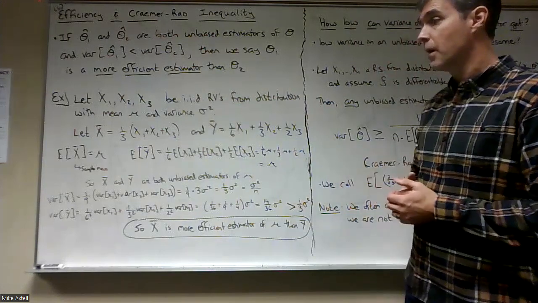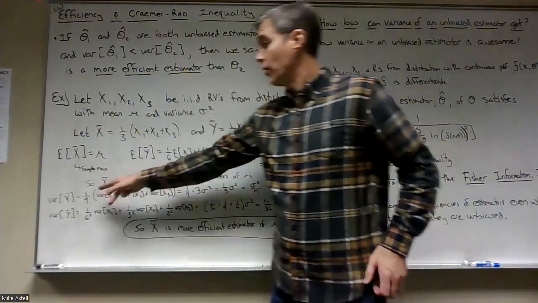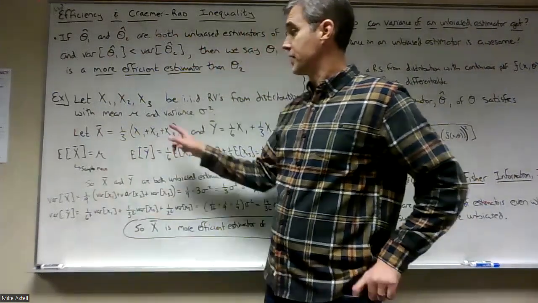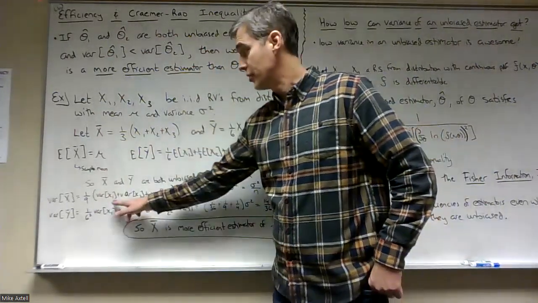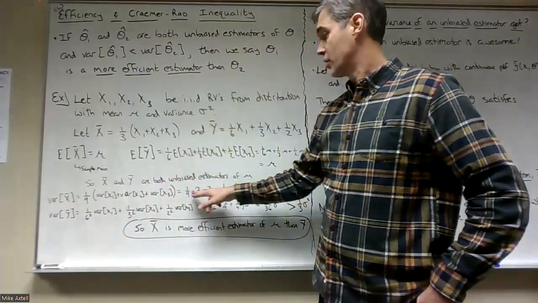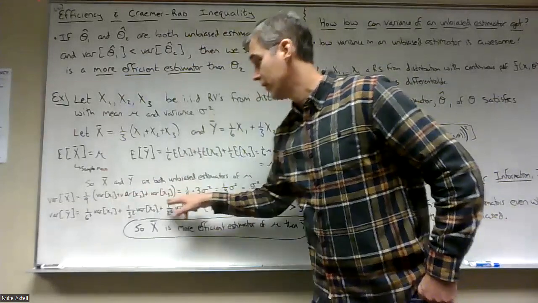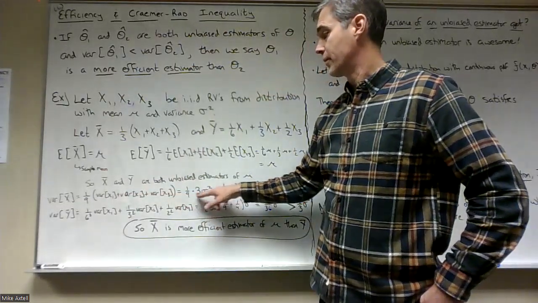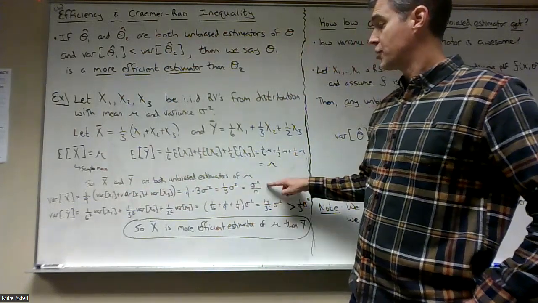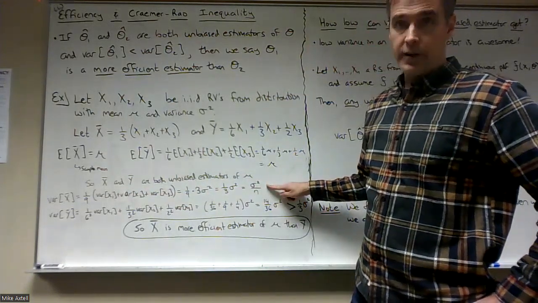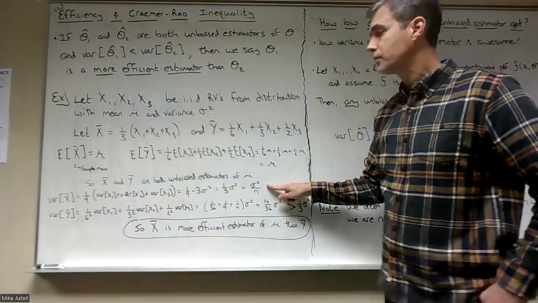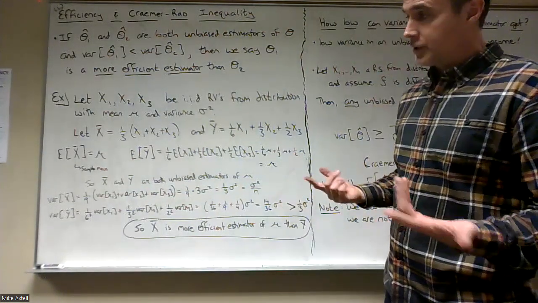Let's calculate the variance. Well, the variance of x bar. 1/3 can get dragged out of the variance as a 1/9. And then since x1, x2, and x3 are independent, I can distribute the variance across. Each of these variances is sigma squared. So I've got 3 of them. So I've got 3 copies of sigma squared and a 9th out in front. So I have sigma squared over 3. That shouldn't have been a surprise. The variance of the sample mean is sigma squared over n. Okay. All right. Let's calculate the variance of y bar.